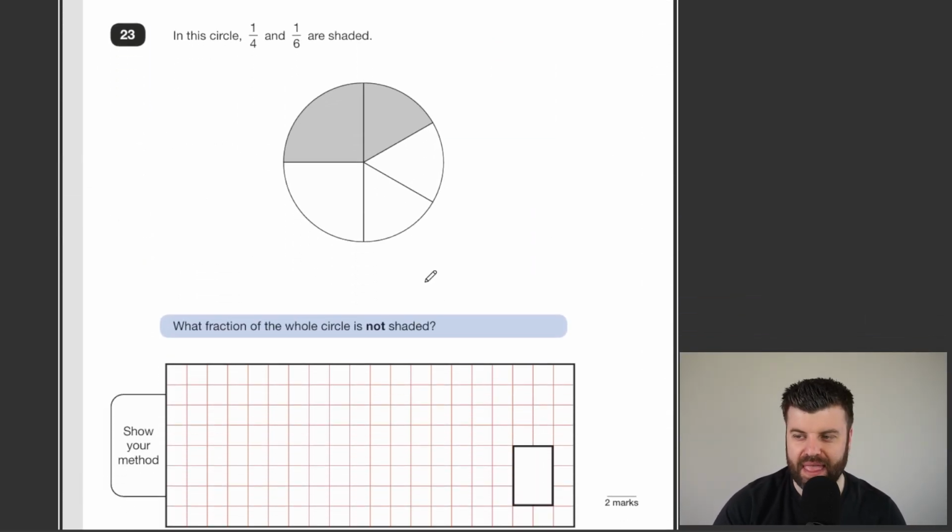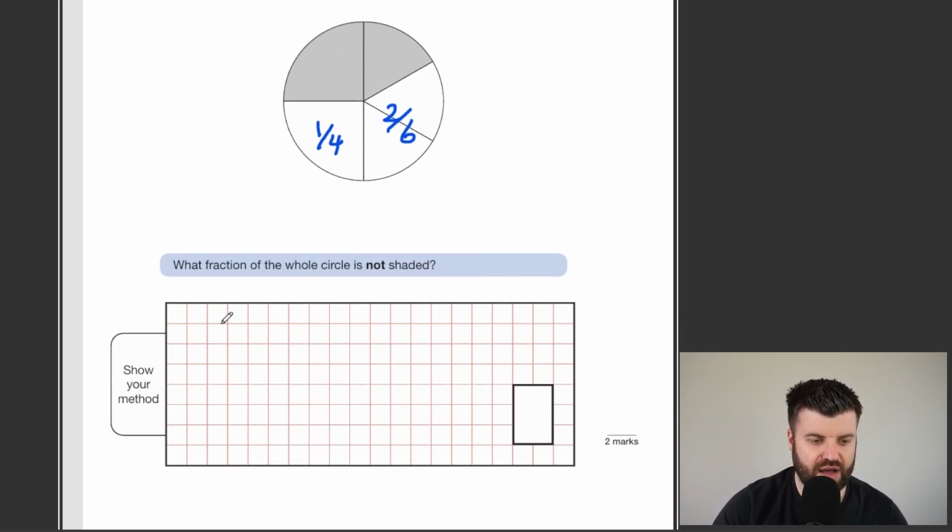Question 23. In this circle, 1/4 and 1/6 are shaded. What fraction of the whole circle is not shaded? So there's a very simple way of going about this. Okay, a couple of things we could do. We could notice that 1/4 is not shaded and 2/6, and we could work from there. Or we can work with what we've got, which is 1/4 and 1/6. Here's what I'm going to do. I want to use the unshaded area, which I know is 1/4 and 2/6. So what this question is actually asking me to do is to add together 1/4 with 2/6.